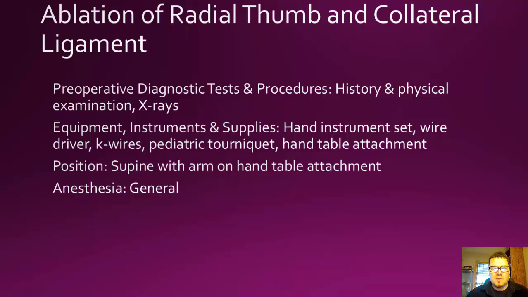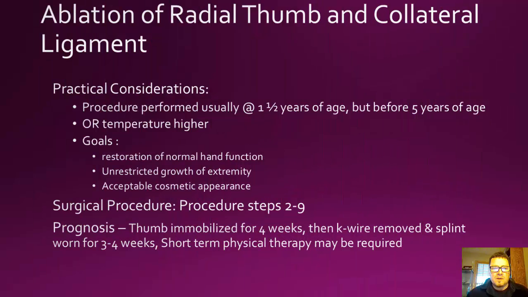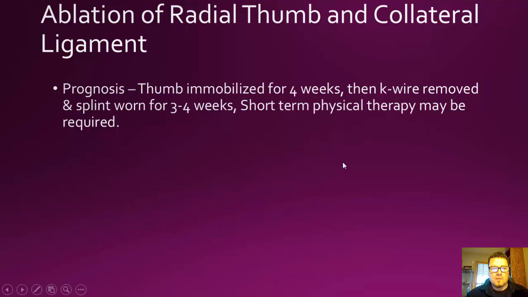Supine with the arm on a hand table, general anesthesia. What we want to do is restore normal hand function and provide unrestricted growth of that extremity. And we also want to provide a nice aesthetic or cosmetic appearance. This procedure is usually done at 18 months, but they want to do it before the child is age 5. They start getting into school, and this is something that can have psychological effects on kids if they have a deformity like that. So the thumb is immobilized for 4 weeks, K-wire is removed, splint is worn for 3 to 4 weeks, and you may need some physical therapy, probably not a lot, since it's more of a removal.